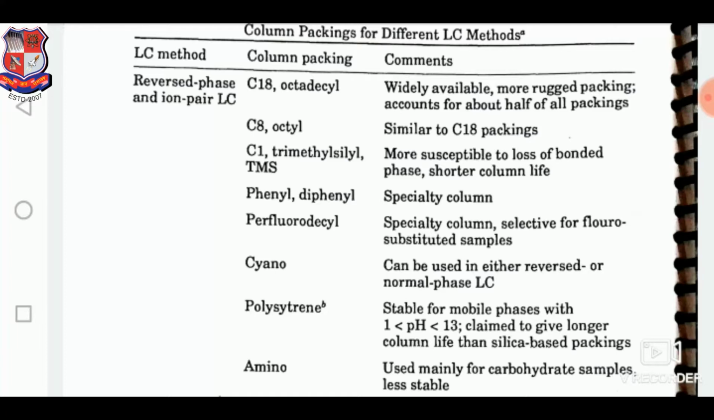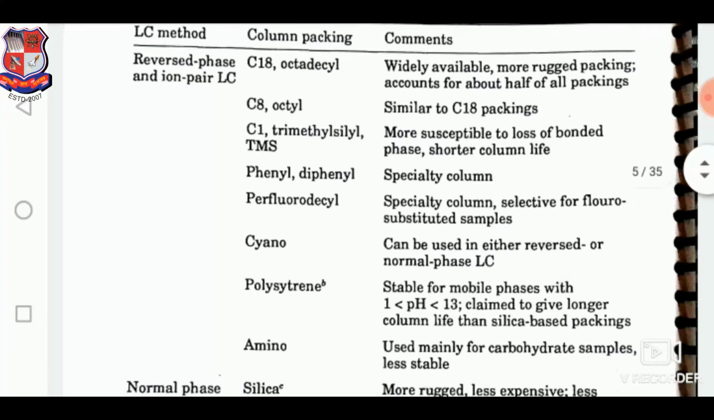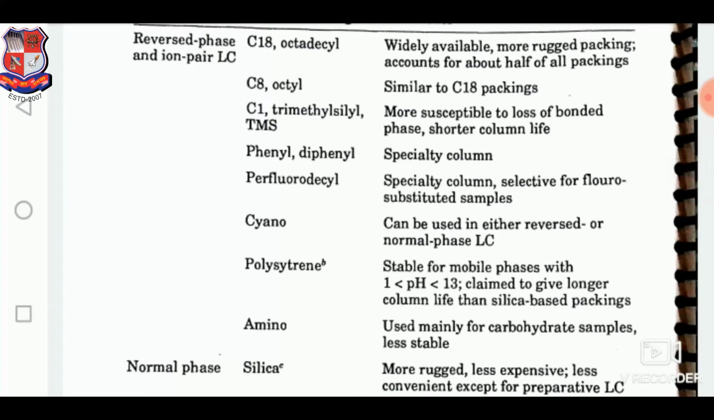TMS is more susceptible to loss of bonded phases. Shorter column life is there in case of TMS. Phenyl and diphenyl columns are specialty columns. When the separation of acidic and basic compounds is needed in the given mixture, when a strongly acidic moiety and a strongly basic moiety are present in one mixture, the phenyl diphenyl column is widely used, and biphenyl columns are generally applicable for bioanalytical method development for faster separation.